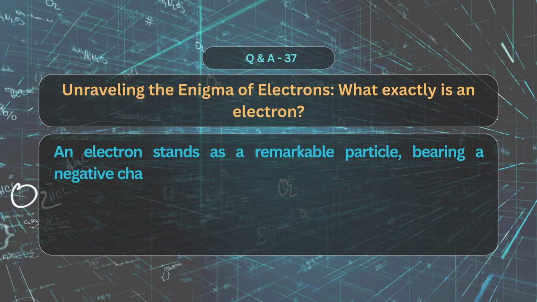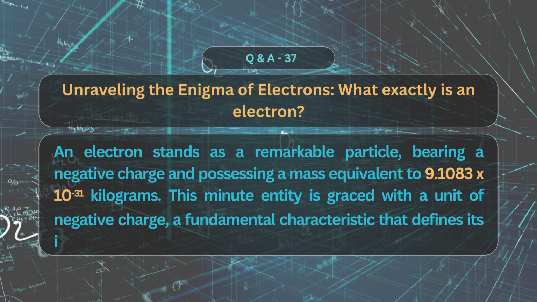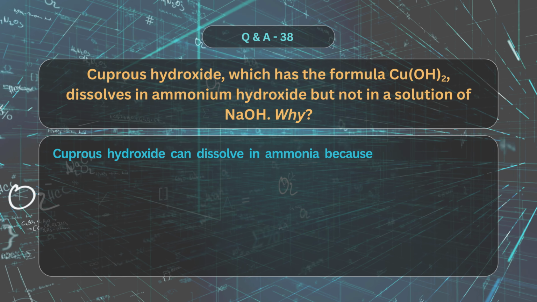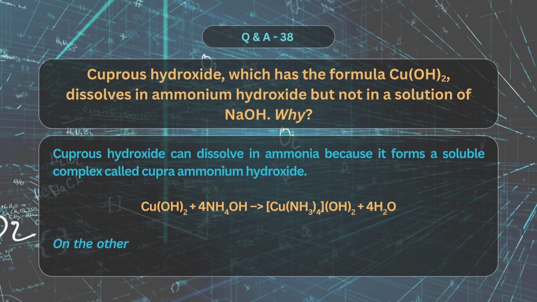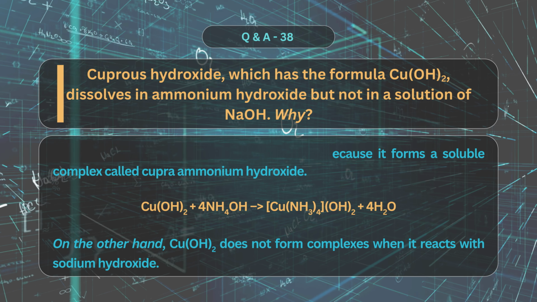Stripping it all back. What exactly is an electron? Understanding this basic particle is step 1 for SAT physics. Qualitative analysis trick. Copper hydroxide dissolves in ammonia, but not in sodium hydroxide. It's a classic IIT JEE and AP chemistry test.